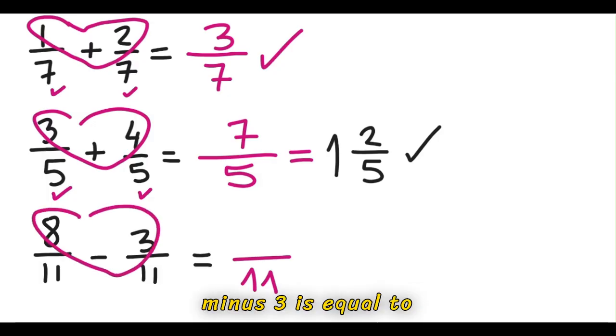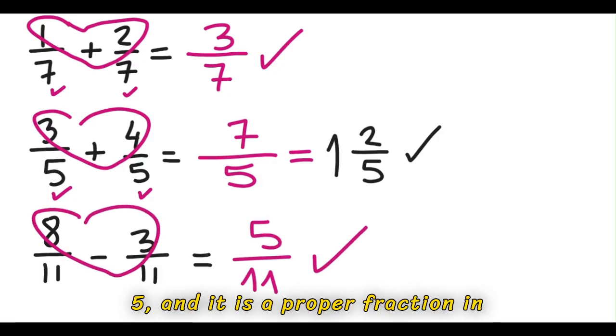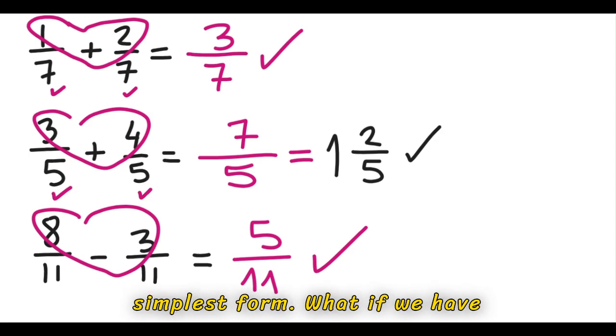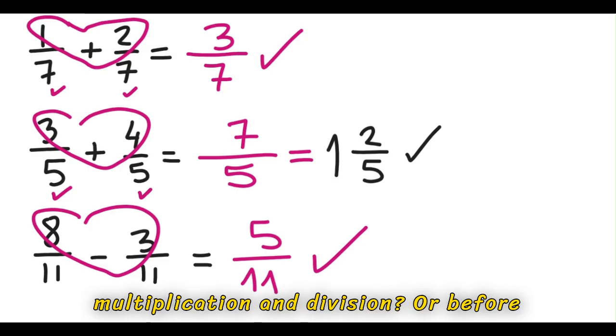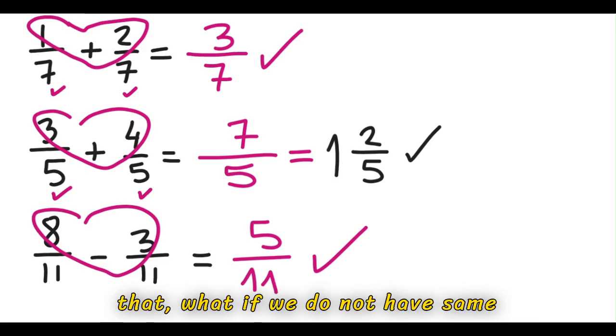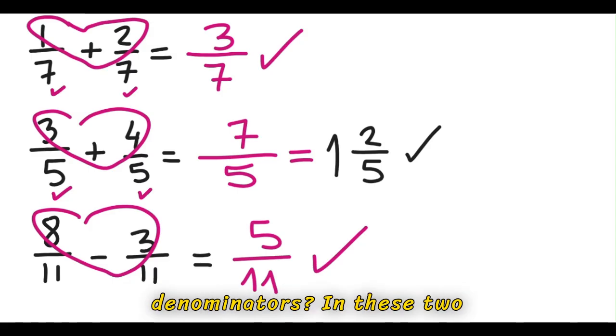8 minus 3 is equal to 5. And it is a proper fraction in simplest form. What if we have multiplication and division? Or before that, what if we do not have same denominators?